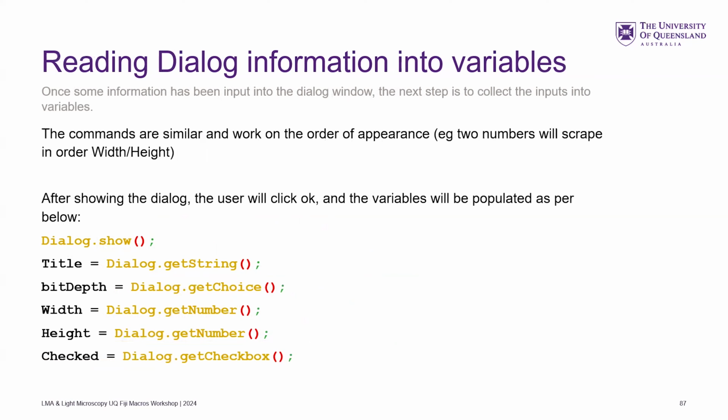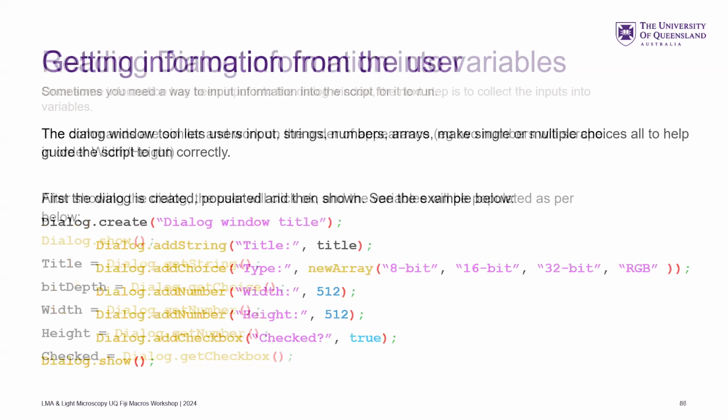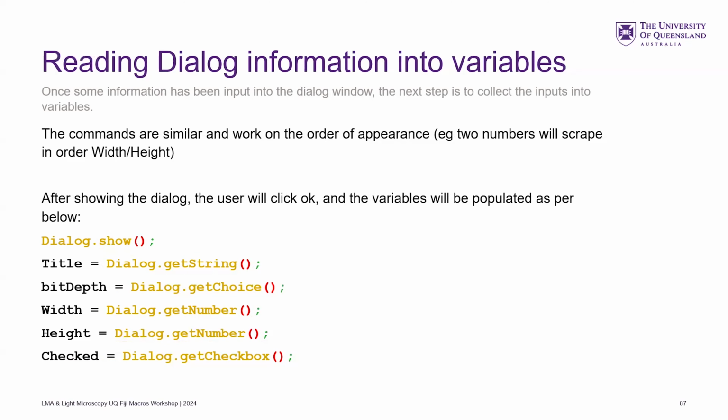And then if the user puts in stuff, you want to read out what the dialog information was. So it's pretty much similar commands, but instead of dialog add a string, it becomes dialog.getString. And so you'd have a variable that would scrape whatever result they give it, the user's input.